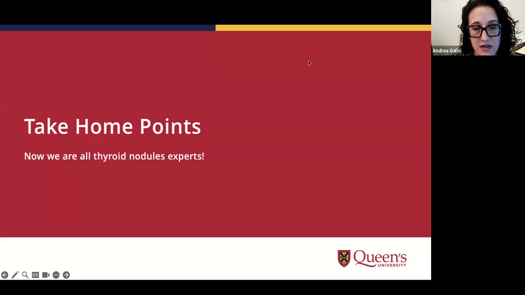And in the patients that are older than 35 years old, you ask for evaluation if the nodule measures more than 1.5 centimeters. Hopefully these guidelines are updated soon, but this is the one that we have from the American College of Radiology.